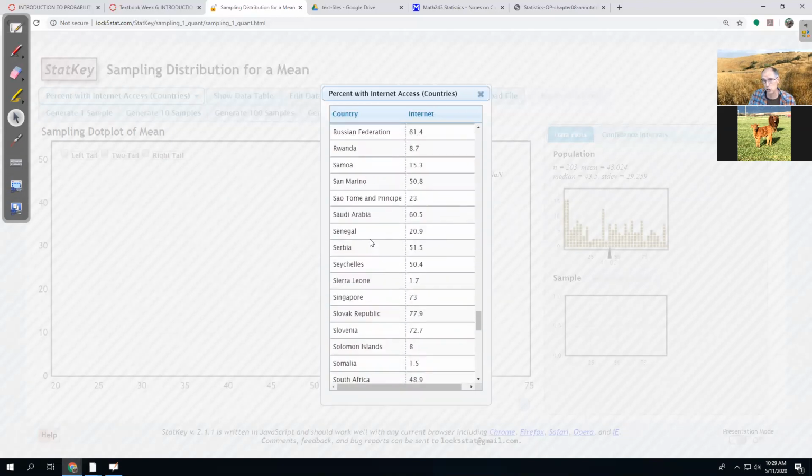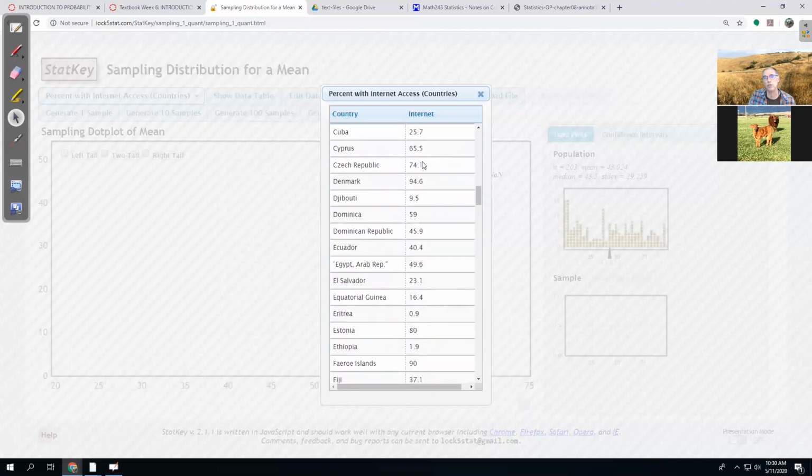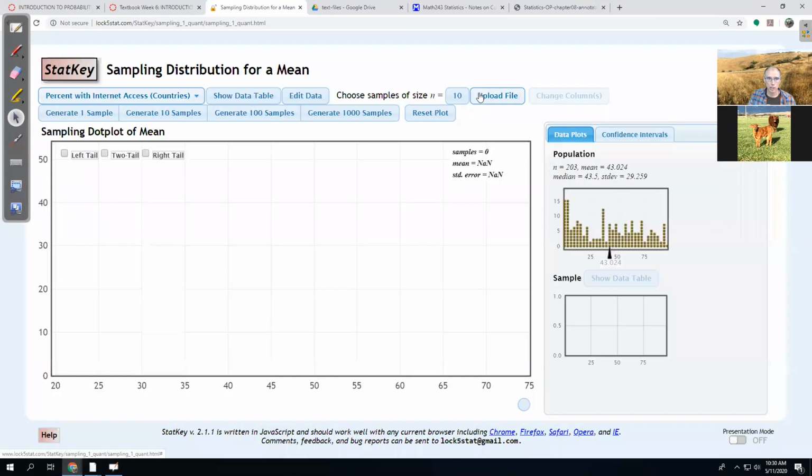So this is actually a population. Every country in the world is represented, with an estimate for each country of the percent internet access in that country. So this is more than a sample, it's a population. And over here is a graph of that histogram. Notice what the graph looks like. This is a population histogram.